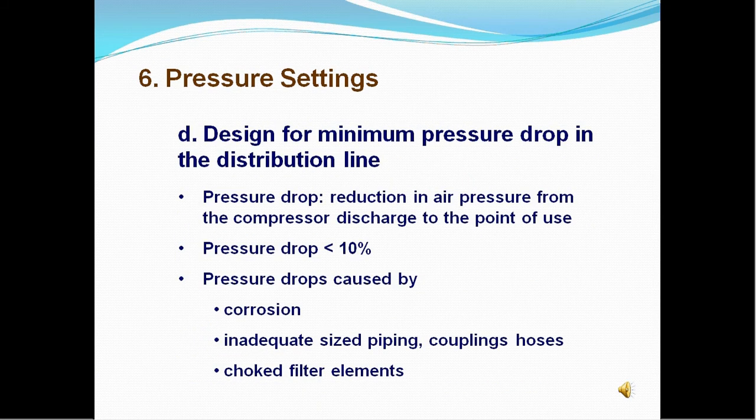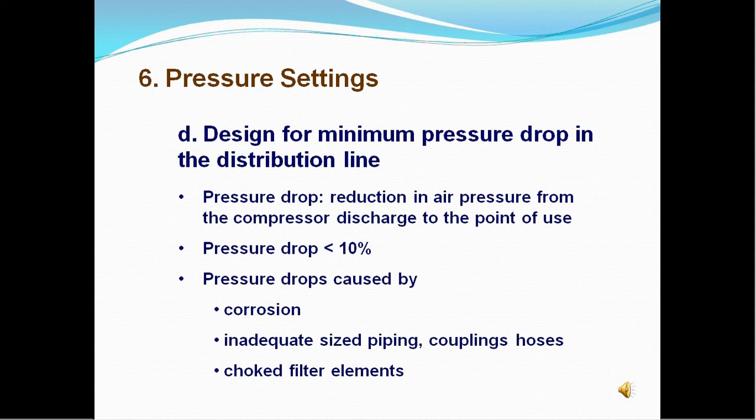Pressure drop is a term used to characterize the reduction in air pressure from the compressor discharge to the actual point of use. Pressure drop occurs as the compressed air travels through the treatment and distribution system. A properly designed system should have a pressure loss of much less than 10% of the compressor's discharge pressure, measured from the receiver tank output to the point of use.